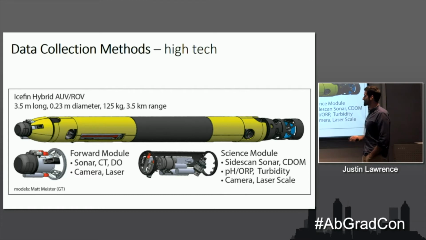We've got some standard sensors here. So in the front we have sonar, helps us not run into things. CT is conductivity and temperature, proxy for salinity and temperature.